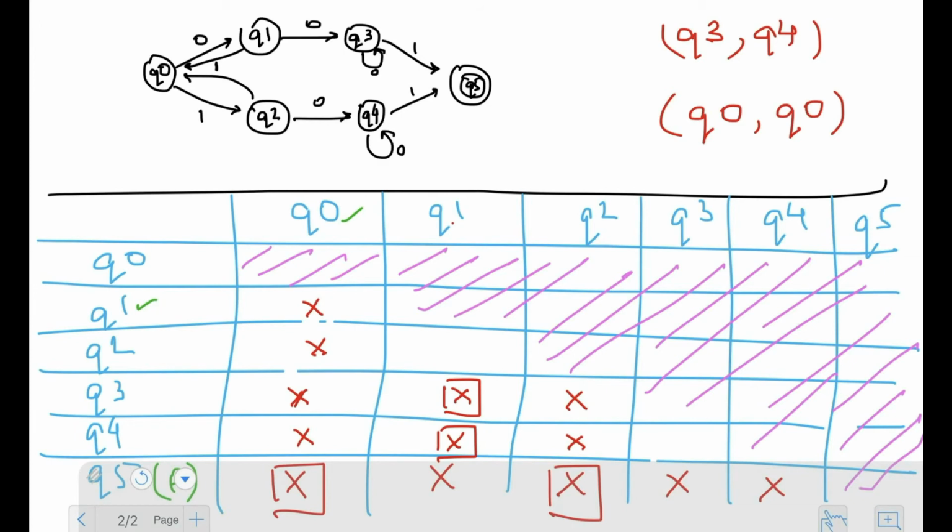Next, let's look at Q3, Q4. So Q3, Q4, on 0, the pair that they go to is just Q3, Q4 again. So if Q3, Q4 is marked, I can mark Q3, Q4, but Q3, Q4 is not marked.